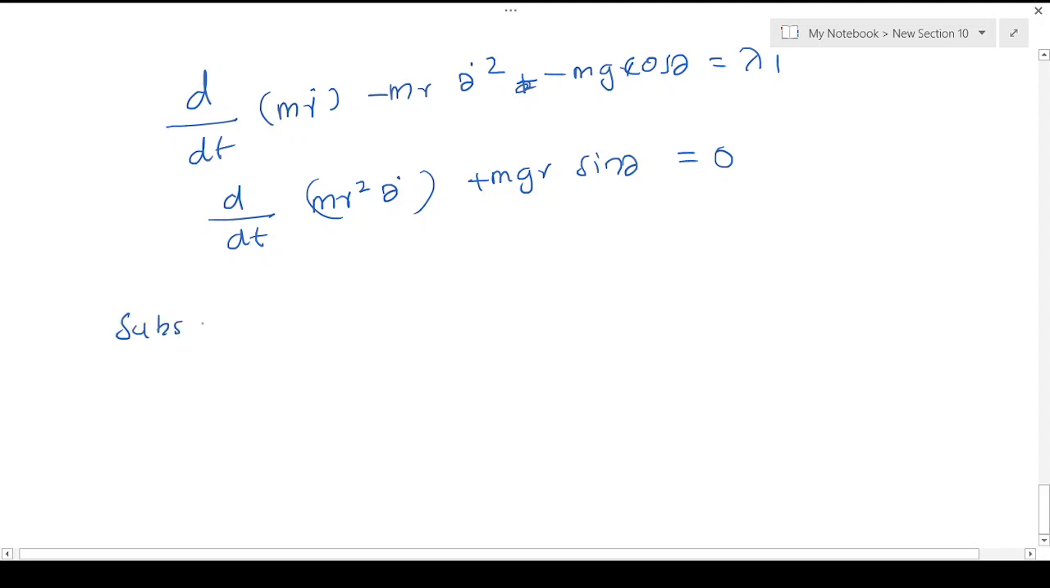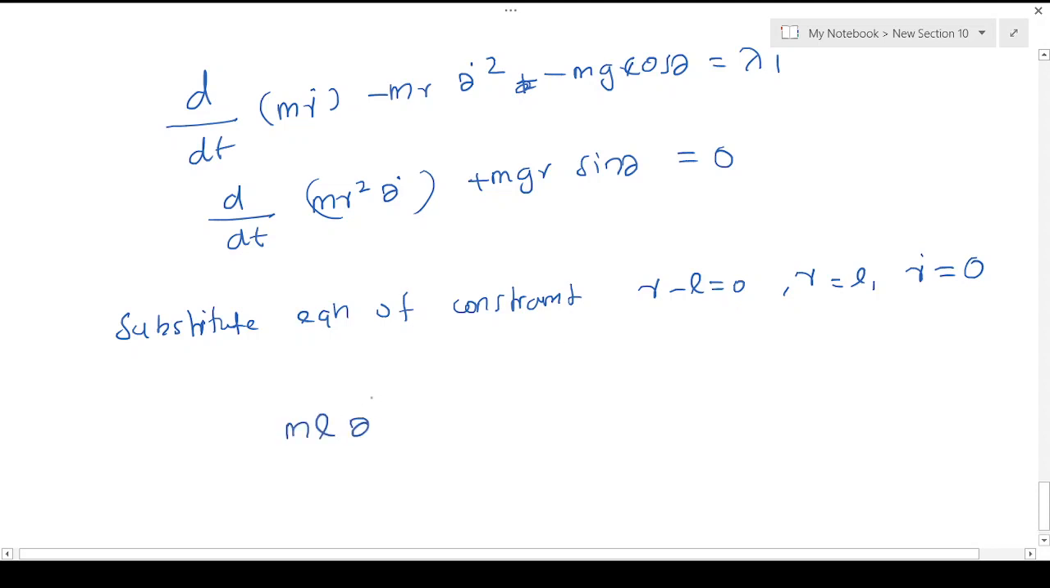Substituting the equation of constraint, r minus L equal to 0, that means r equal to L, and r dot is equal to 0. In that case we have m l theta dot square plus mg cos theta, which is equal to minus lambda 1, and the second equation, m l theta double dot plus mgl sin theta, which is equal to 0. These are the two equations we get here.